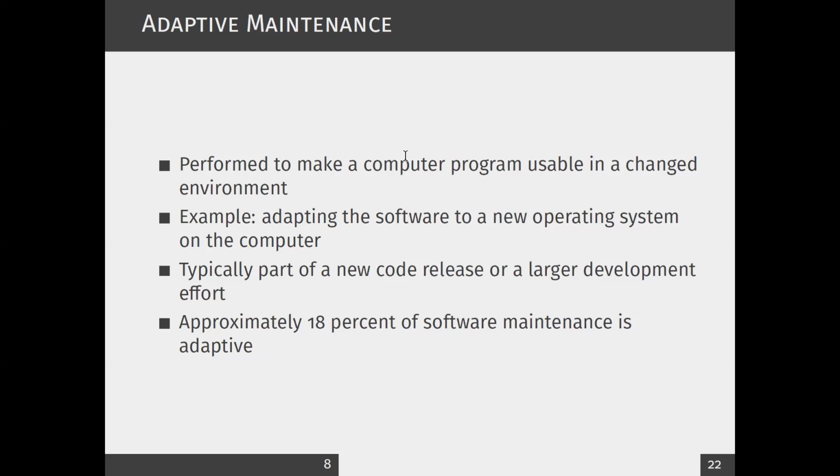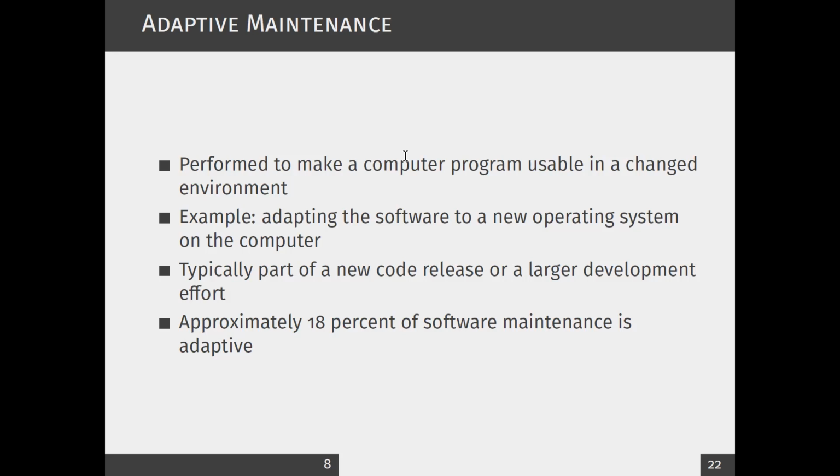What happens here is usually you have to freeze a part of the new code, and it will be a larger development effort. Sometimes you have to rewrite the whole code depending on the environment that you want to change to, because sometimes you have to completely use a different tool set to develop this piece of software, which means you have to spend significant time on development. And according to research, about 18% of software maintenance actually goes to adaptive maintenance.